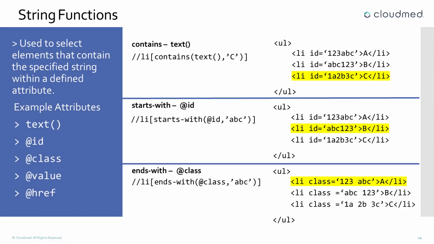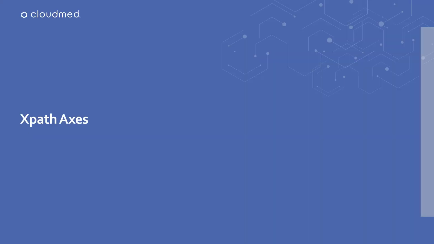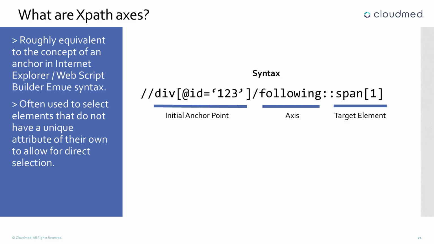Another way that we can aid ourselves in selecting particular elements that don't have their own unique attributes is using XPath axes. An XPath axis is roughly equivalent to the concept of anchoring in the web script builder, Internet Explorer, syntax of EMU, if you're familiar with that. If you're not, I'm going to go into detail anyway, that's fine.